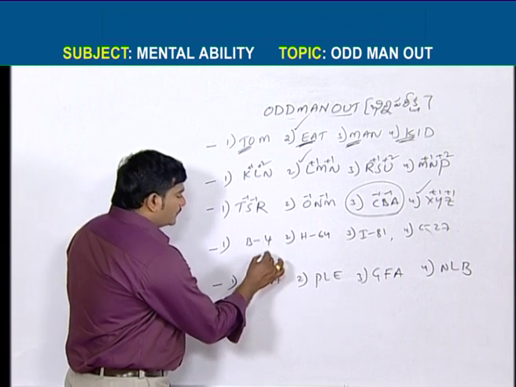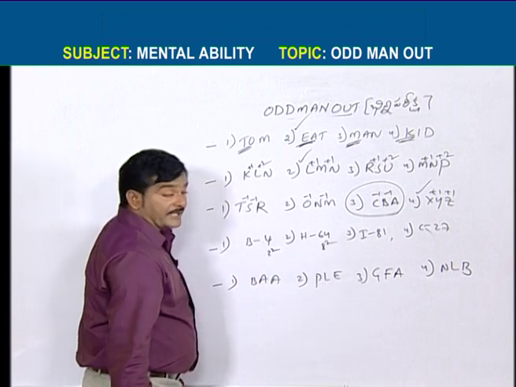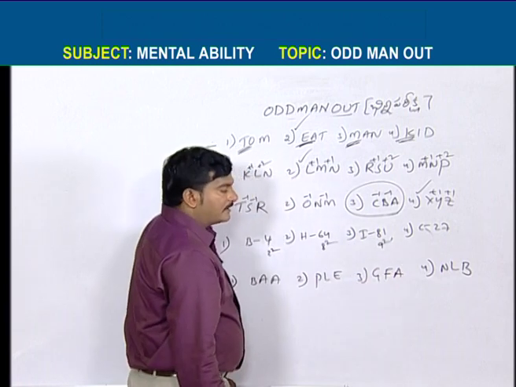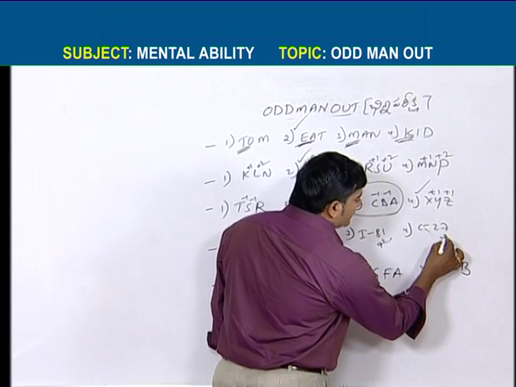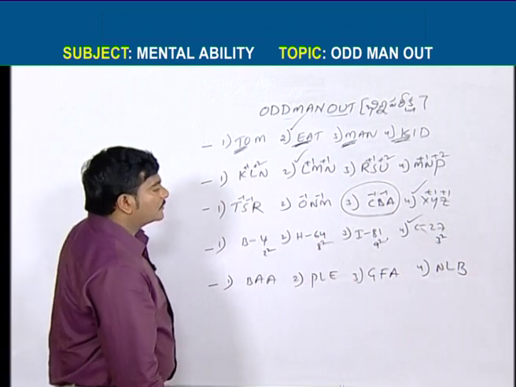See, B means 2. 2 means 2 square. H means 8. 8 means 8 square. I means 9. 9 means 9 square. C means 3. 3 means 3 square you have to get, but it is 3 cube. That's why the answer is the fourth option.